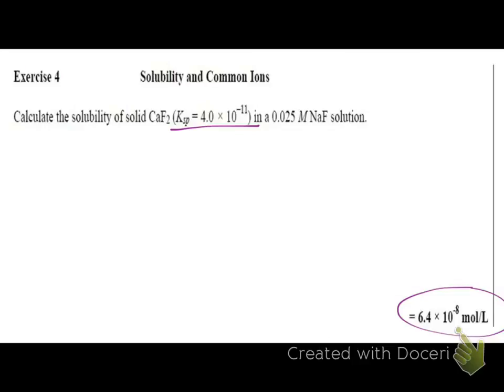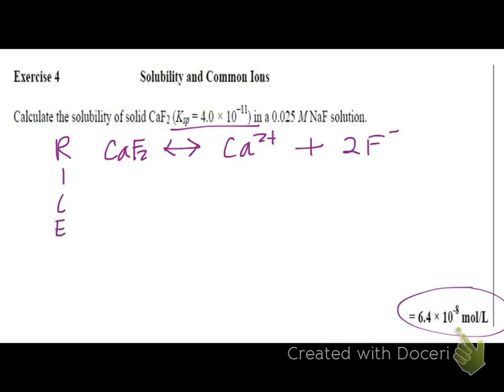Okay? So we're going to need our RICE table, so let's start with that. CaF2 goes to Ca2 plus and 2F minus. Okay, so there's our R, ICE, and then, of course, these are going to all be 0 because they're solid, so we don't care about them. And then at this point, they gave us this concentration right here, okay? And so this is going to be negligible or 0, whichever one you want to put. And they gave us the 0.025, and so this is just 0.025.